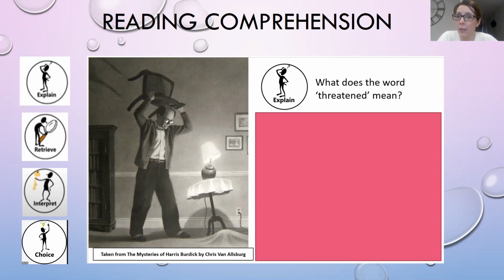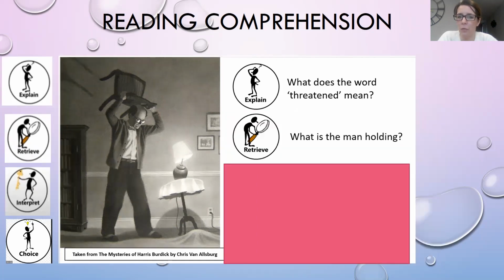Well done. Threatened means that you feel very vulnerable, or you feel that you are at risk of being harmed, or that you might be in danger. So this man here feels threatened by what he's seen under the carpet. The next skill we're looking at is retrieval. So we need to look at the picture to find out the answer to this question. The question is, what is the man holding? That's right, he is holding a chair.